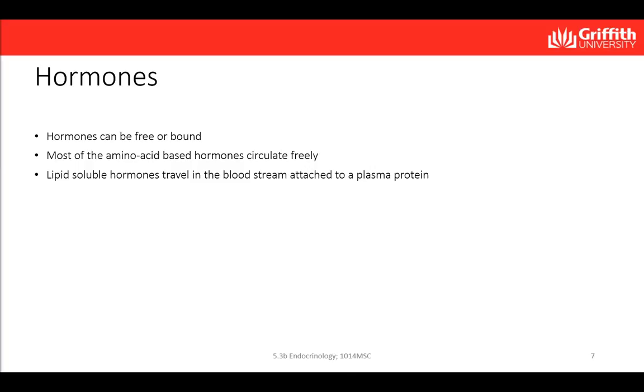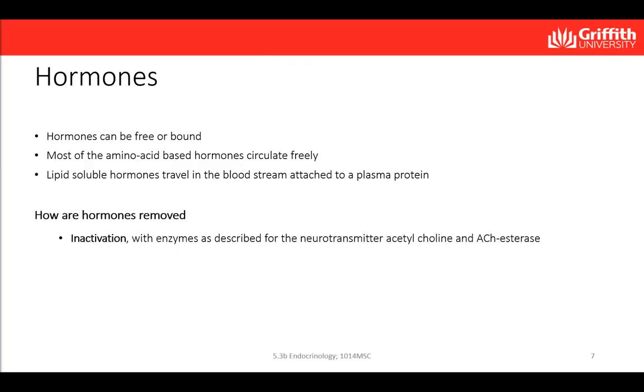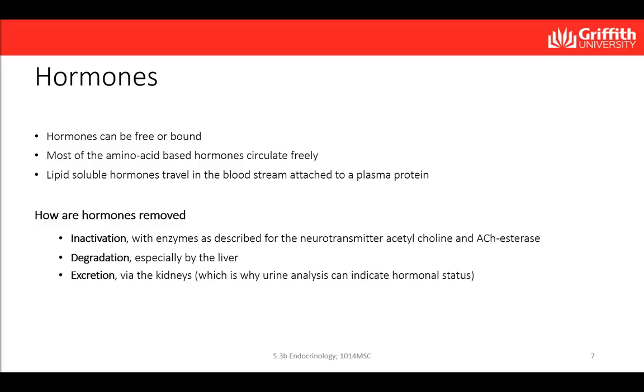Hormones circulate in the body in two forms, free or bound. Most of the amino acid-based hormones circulate freely in the blood. Lipid-soluble hormones, such as the steroid hormones, travel in the bloodstream attached to plasma proteins. Hormones within the blood are removed by inactivation using enzymes. For example, the neurotransmitter acetylcholine is inactivated by the enzyme acetylcholinesterase. However, they can also be degraded in the liver or excreted by the kidneys. This is the reason why urine analysis can give an indication of a patient's hormonal status.